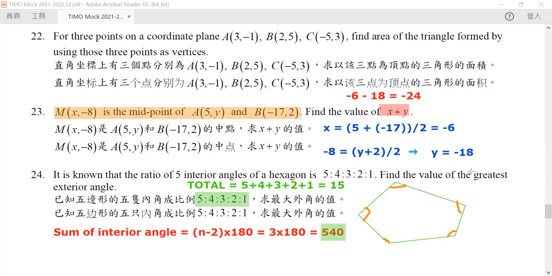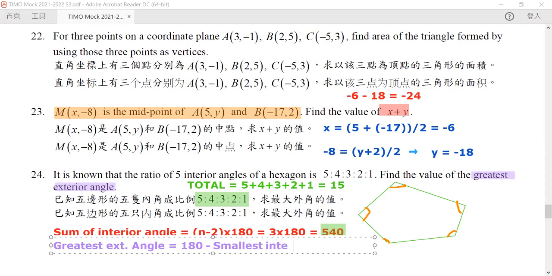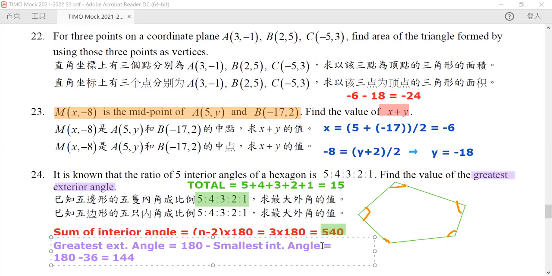What is our greatest exterior angle? The greatest exterior angle, when added to an interior angle, always equals 180 degrees. So our greatest exterior angle is equal to 180 minus our smallest interior angle. In this case, our smallest interior angle happens to be only 1 part of 540, so it will be equal to 36. So we know that our greatest exterior angle will be equal to 144. Okay, so 144 is our answer.